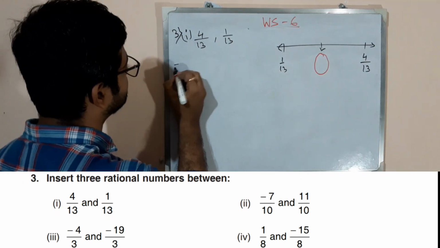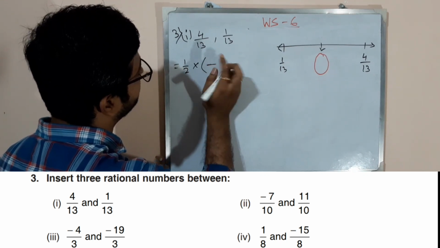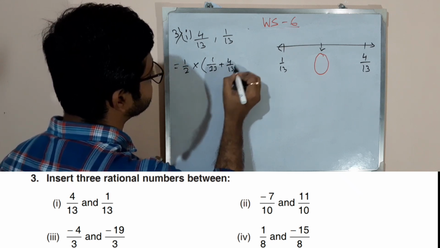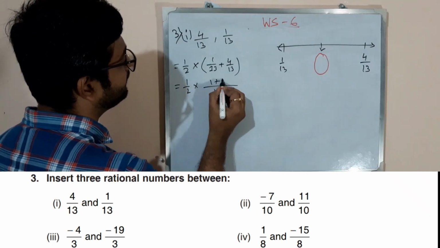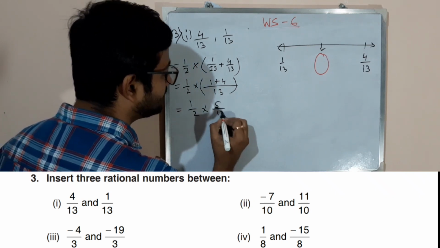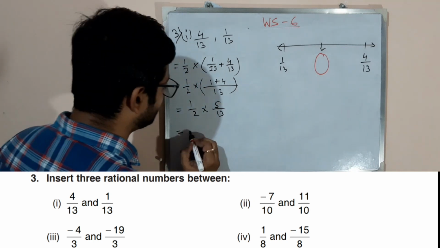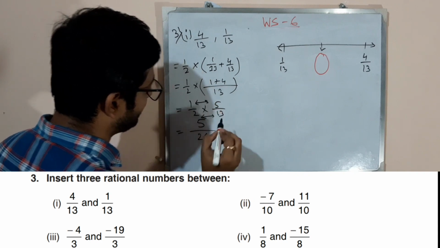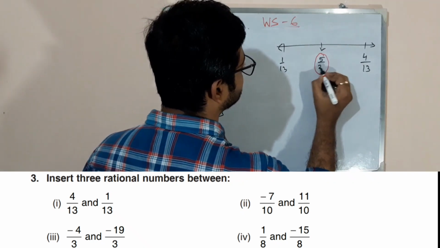So do that process. Half into 4, that x I have to write first. So 1 by 13. Half into, 13 is the LCM. So 1 plus 4. That is half into 5 by 13. You can see that 2 and nothing can be cancelled. So just multiply the same. So 5 by 26 is the number which lies between the two rational numbers.